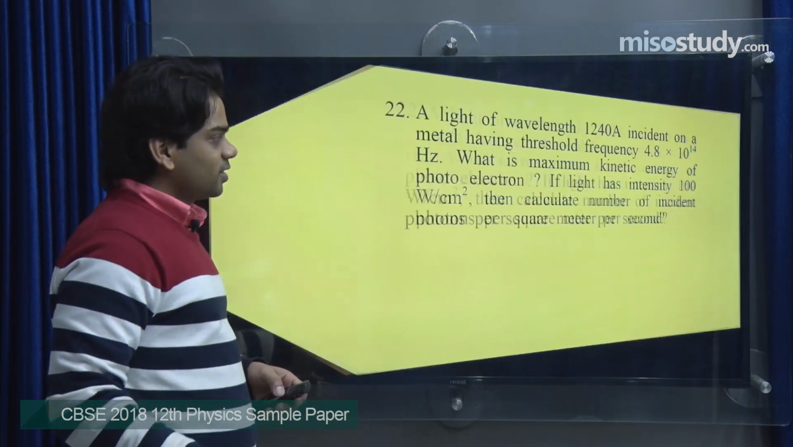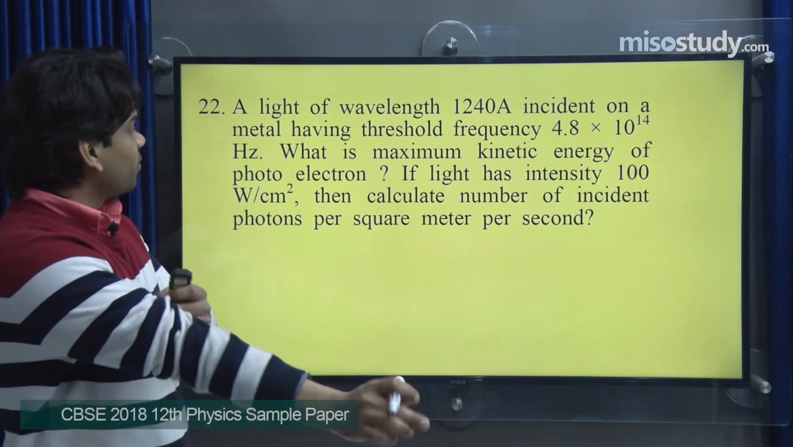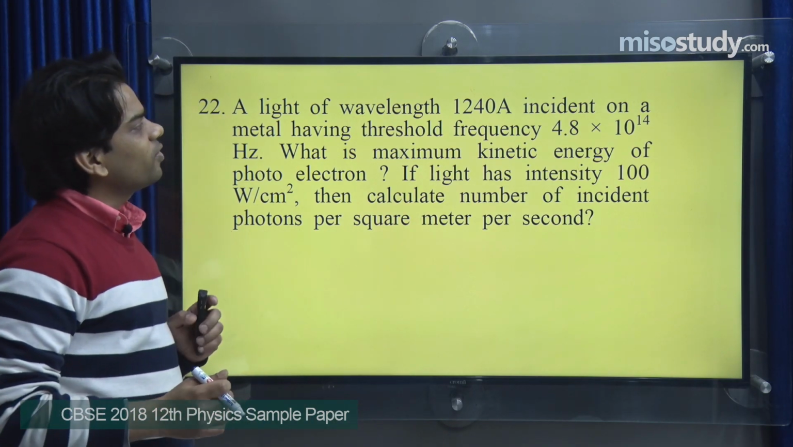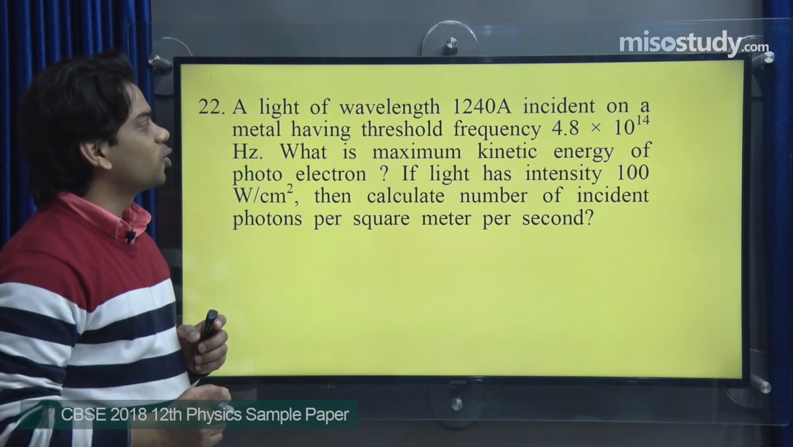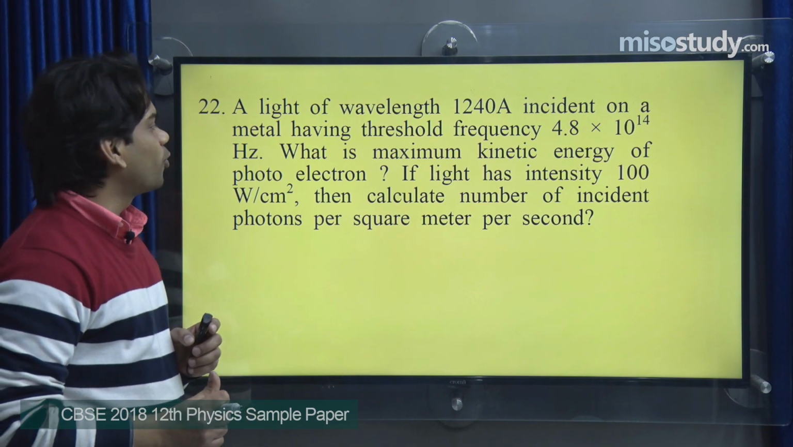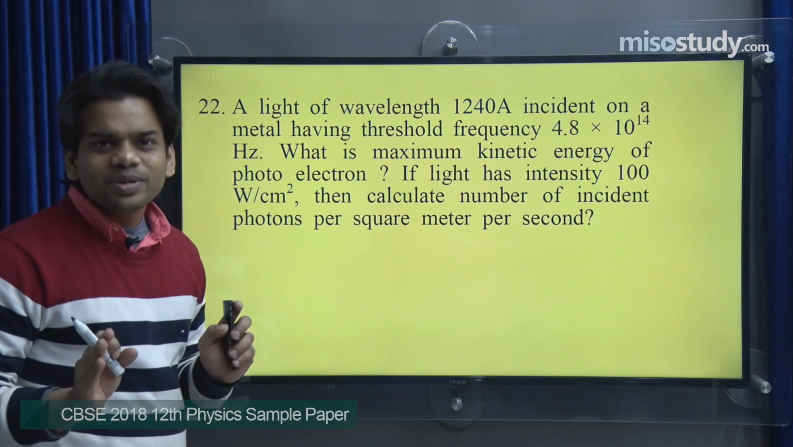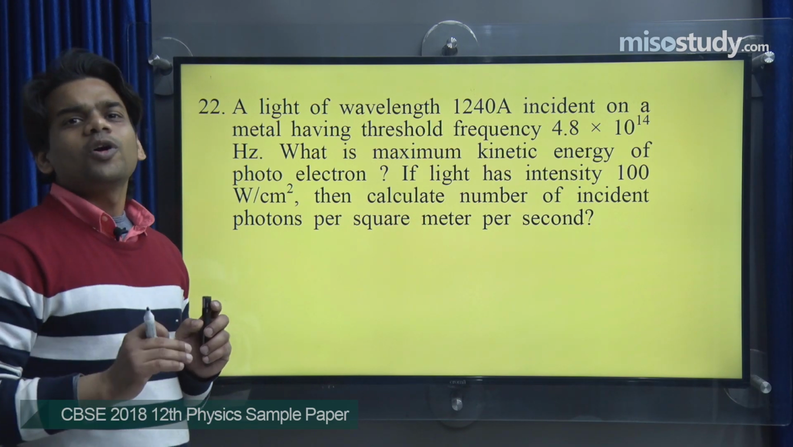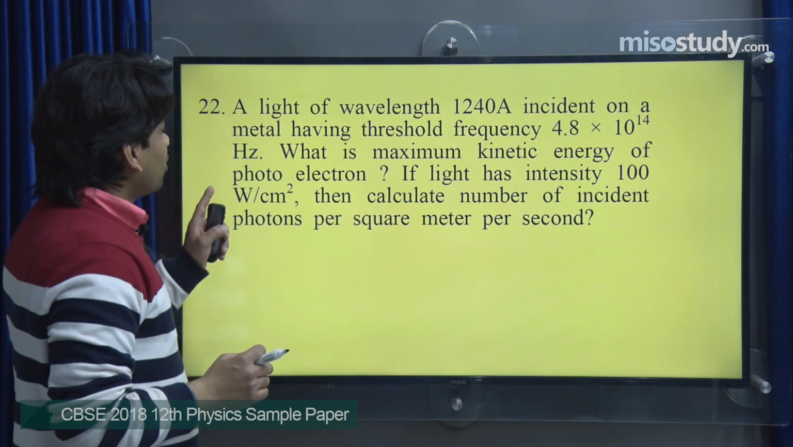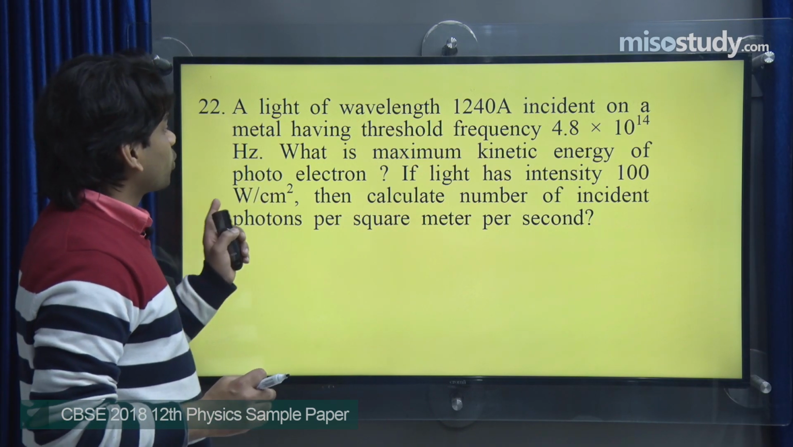Now let's go ahead with the next question. We have light of wavelength 1240 angstrom incident on a metal having threshold frequency 4.8 into 10 to the power 14 Hertz. Threshold frequency means this is the minimum frequency of the light required so that photoelectrons can be ejected. What is the maximum kinetic energy of the photoelectron?